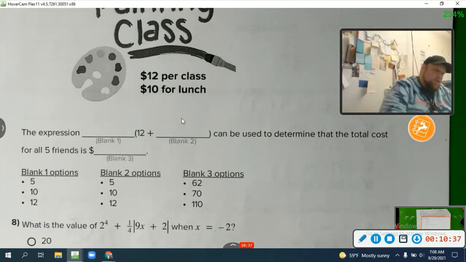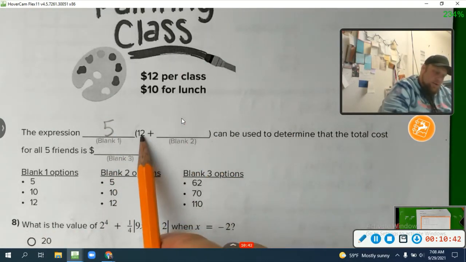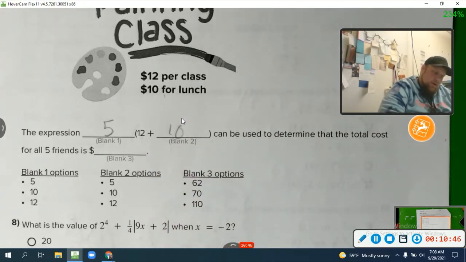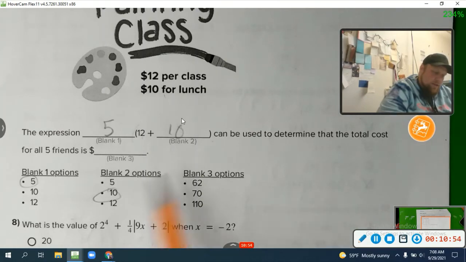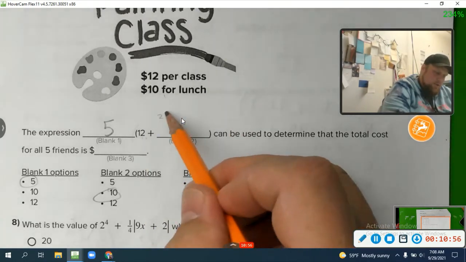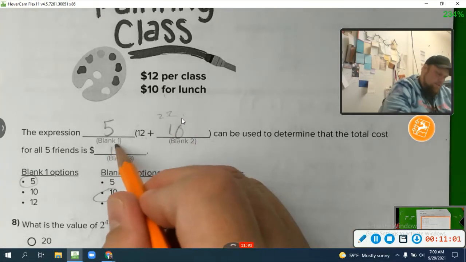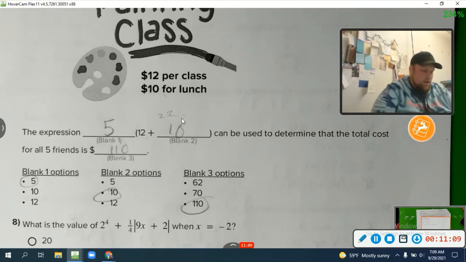So how many friends are going? 5 total friends are going, and we're multiplying that times the cost of class plus the cost of lunch, which is $10. Which is, by the way, in blank option we chose 5 and we chose 10. Can be used to determine that the total cost for all 5 friends is, well, what's 12 plus 10? That's 22. 5 times 22 is what? I'm going to say 110. So option 3. Okay, now these would be multiple or drop-down boxes most likely inside of Canvas. But here we go. Awesome.